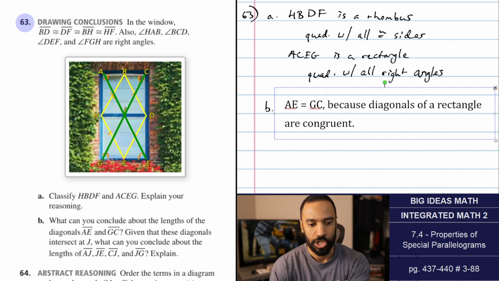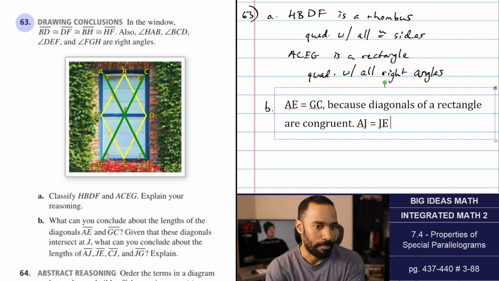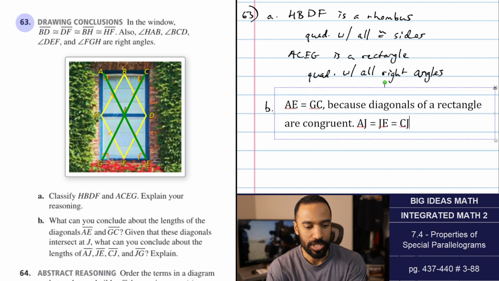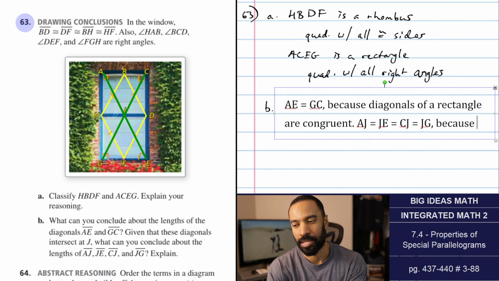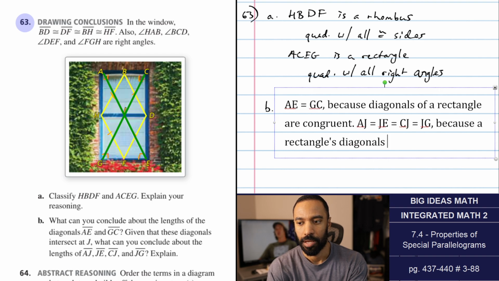Given that they intersect at J, what you can conclude about the lengths of AJ? So AJ equals JE. These are the bisected ones. JE, CJ, and JG, they're all the same. Because a rectangle's diagonals bisect each other.